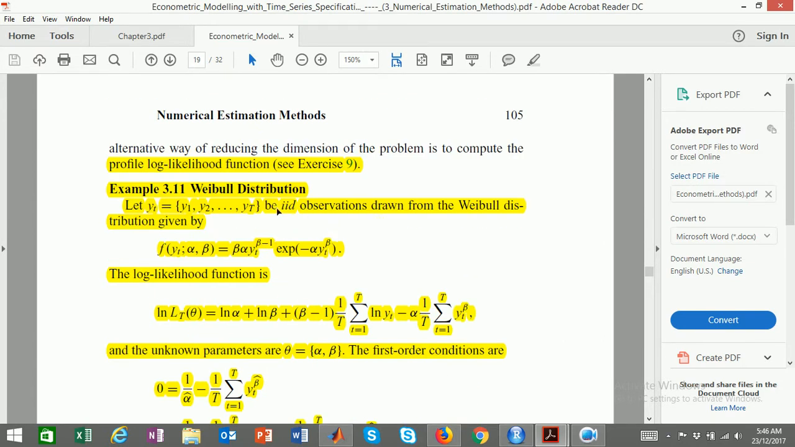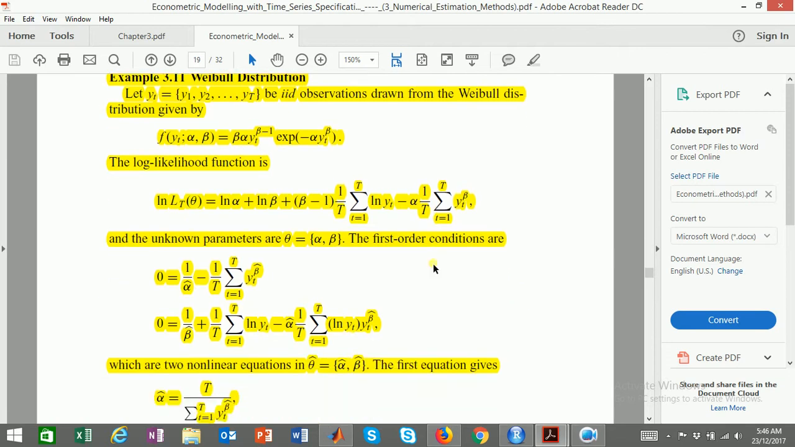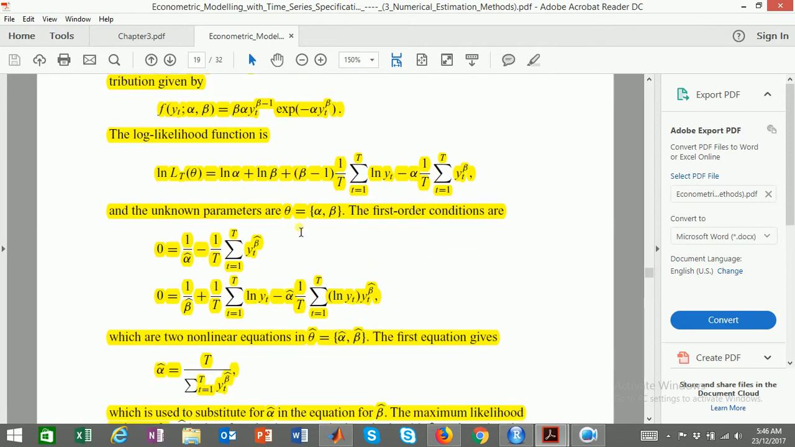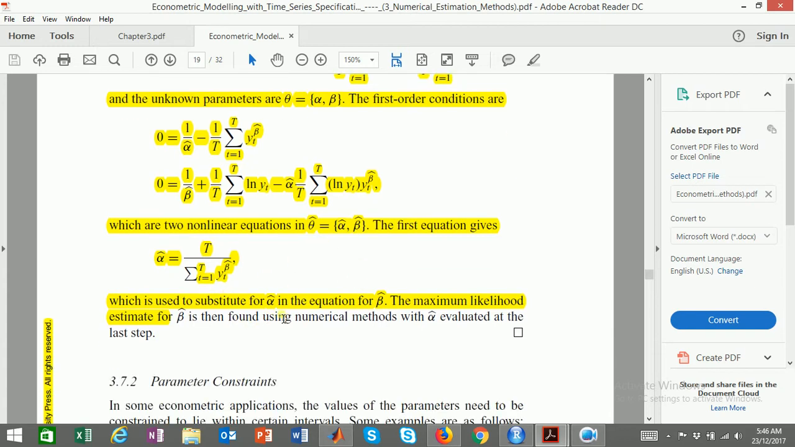So there's an example with Weibull distribution. We are already familiar with how Weibull looks like. Parameters are alpha and beta, the first order conditions equal 0. We find this, and the two nonlinear equations are for alpha hat, beta hat parameters. The first equation is giving us alpha hat equals T divided by the sum of y to the power beta, which is used to substitute for alpha hat in the equation for beta hat.